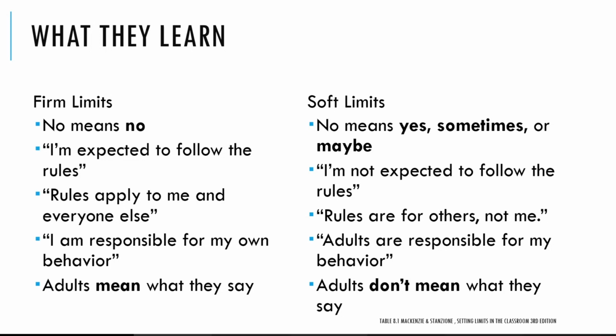So when we have imposed those firm limits, what do they learn? With firm limits, they understand that no means no. I'm expected to follow the rules. Rules apply to me and everyone else. I am responsible for my own behavior, and adults mean what they say.